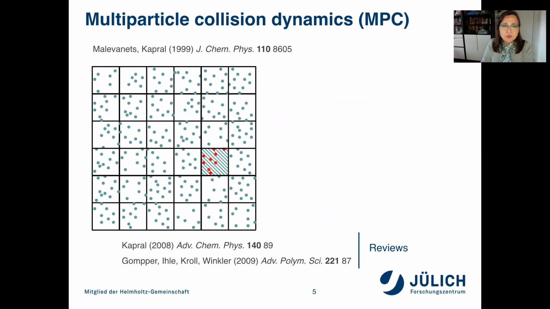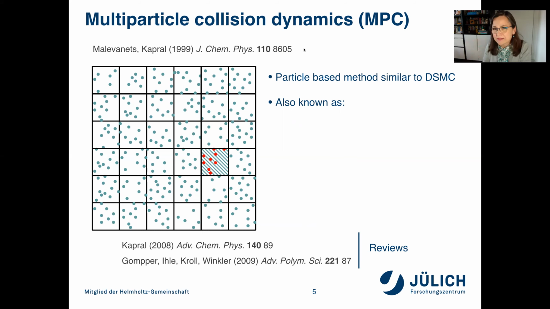So it was in 1999 when Malevanets and Kapral proposed for the first time this method, already more than 20 years ago. They proposed it starting from direct simulation Monte Carlo, which is a variation of particles that propagate and collide. Direct simulation Monte Carlo was done by pairs. And what happened when they proposed this method is that they didn't give it a name. They said it's an interesting mesoscopic solvent simulation, and since then people have referred to it with different names.